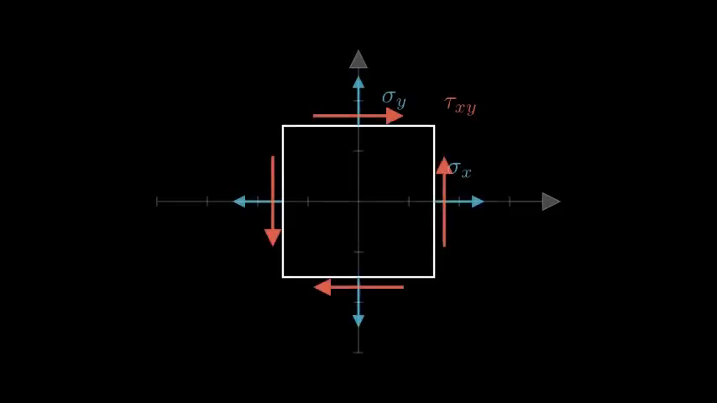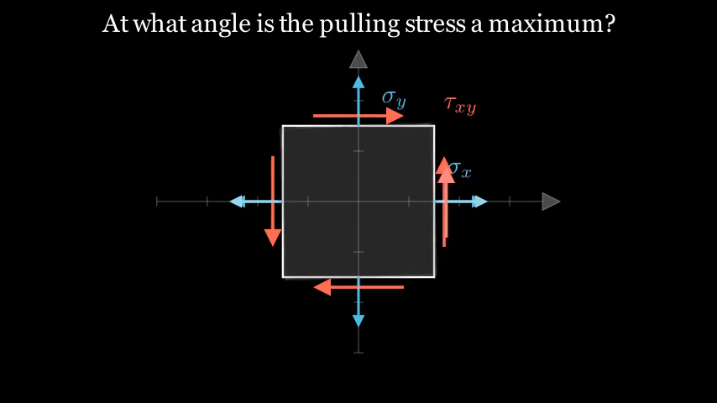Imagine zooming in on a tiny piece of a loaded material. We can represent the state of stress at that point with a small square element. There are normal stresses, labeled with the Greek letter sigma, which pull the element apart or push it together. And there are shear stresses, labeled tau, which try to slide one face past another. But here's the crucial idea.